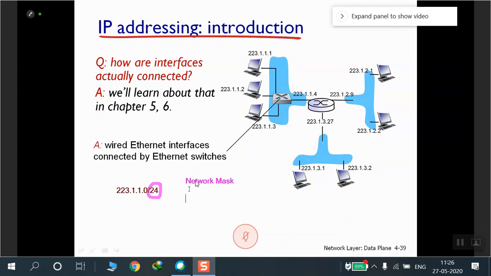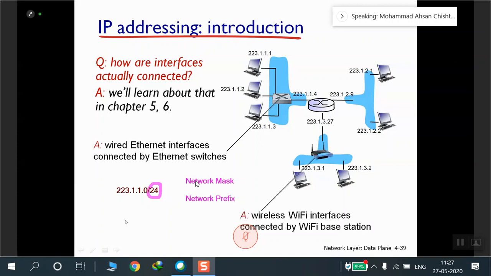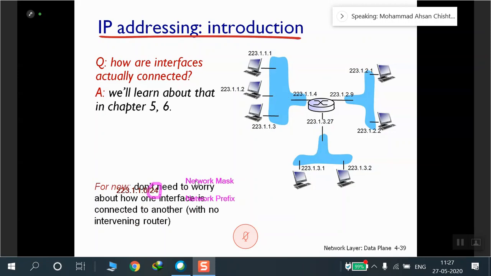Another word that we use is network prefix or network mask, which again means the leftmost bits that define the network address of the IP address is the network prefix. Any questions till now? If not, then I'll move towards the network classes.